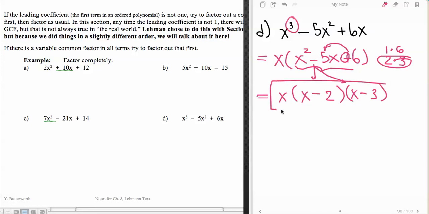And there we go. And that's factoring a GCF and using our factoring strategy.